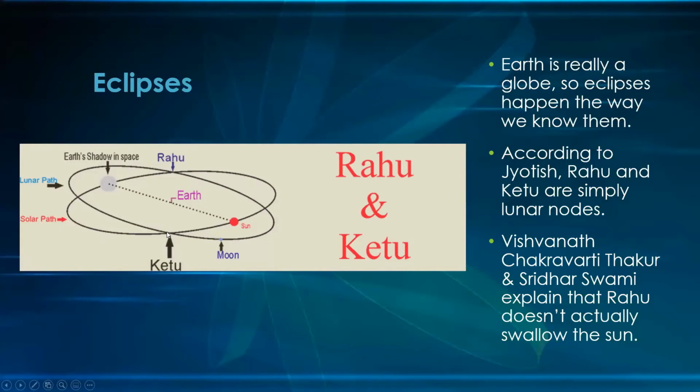This is what the Jyotish Shastras say. This is how the Jyotish Pandits used to understand Rahu and Ketu to be these nodes, these lunar nodes where the lunar path and the solar path meet. Then when the sun is at one place and the moon is at the other, that's when you have an eclipse. Or when both the sun and the moon are in the same spot, either here at Rahu or Ketu, then you will also have another eclipse.